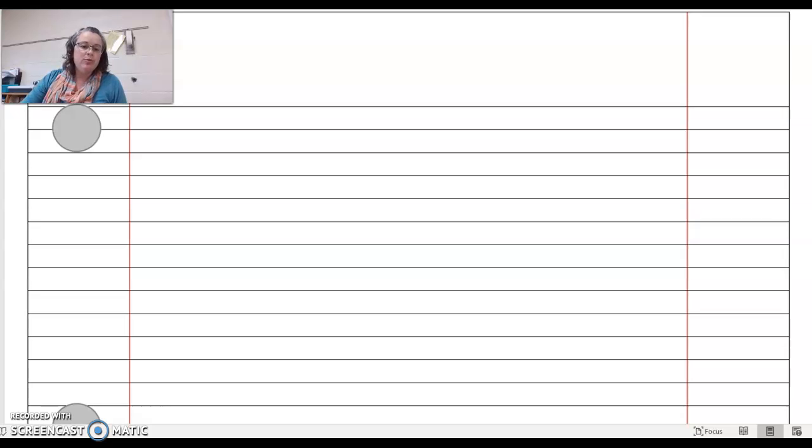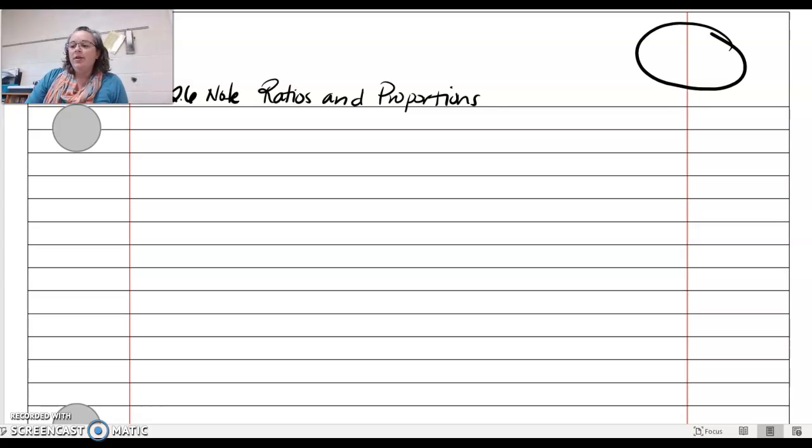All right, so these are your 2.6 notes on ratios and proportions. Find your page number, put that in your table of contents.